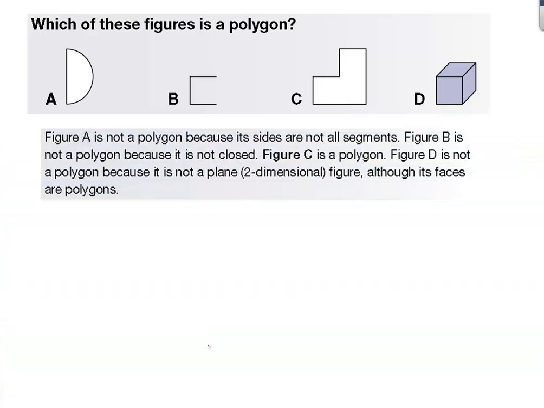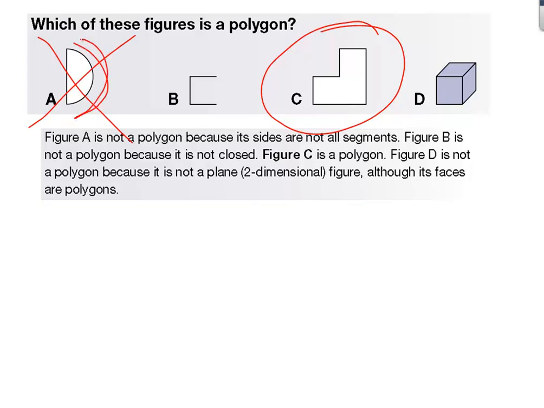You should have come up with only C being a polygon. A is not because it has this curved line, which is not a segment. B is not because it's not closed in. It's missing this side right here.